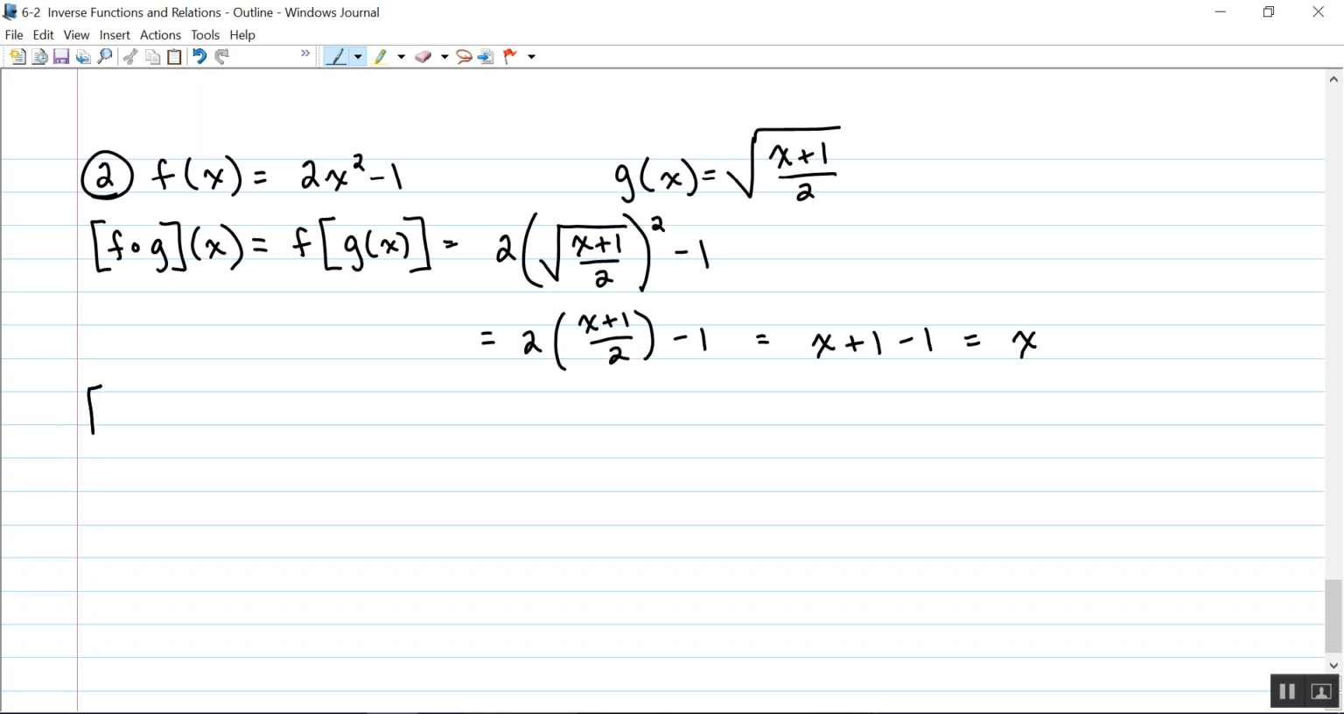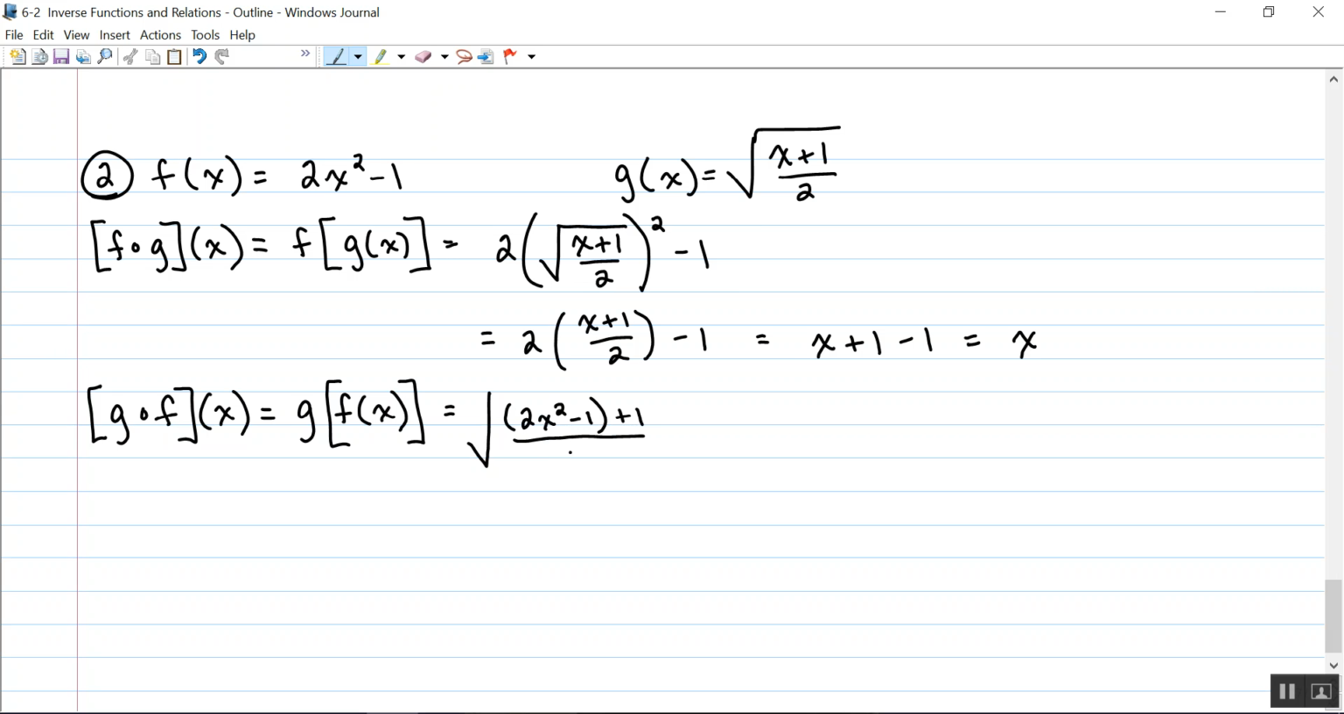Now let's see if g of f of x is also equal to x. This time I'm going to put f into g. Okay, so g is the square root of (x plus 1) over 2, so that's going to be the square root of (2x squared minus 1 plus 1) all over 2. So I basically took this function right here and put it into this one for x. Let's go ahead and simplify inside here.